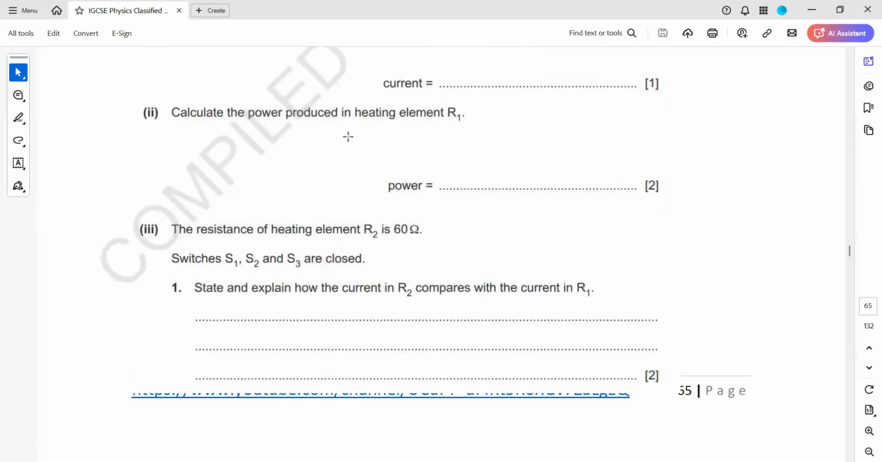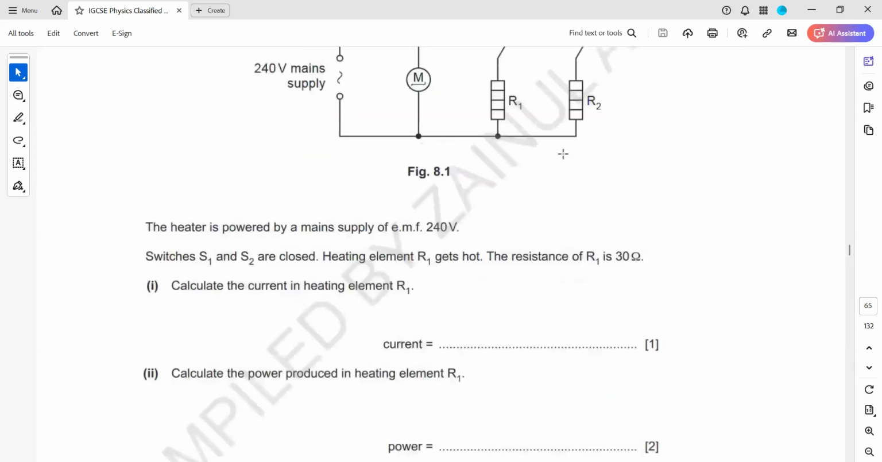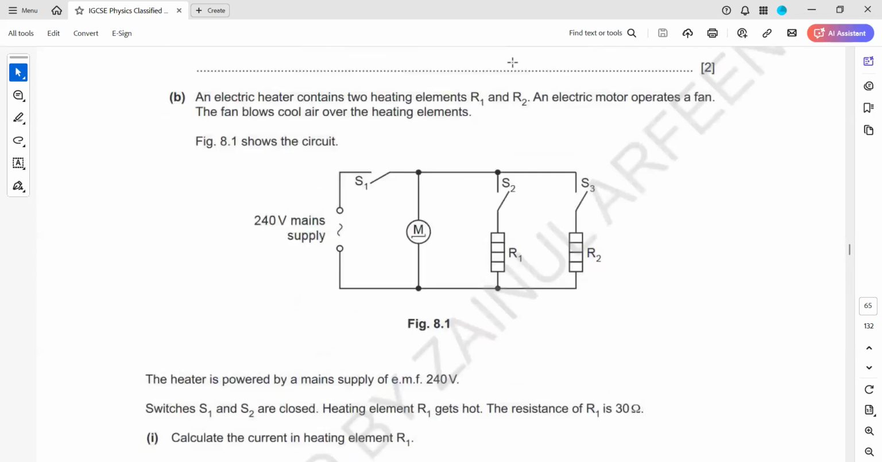Then the resistance of the heating element R2 is 60 ohm. The switches S1, S2, and S3 are closed. State and explain how the current in R2 compares with R1. You have to compare. This is 30 ohm and this one is 60 ohm. If I compare the current in these two, which one will have a high current? R1, the low resistance, will have a high current. R2 has less current because it has a high resistance. The comparison of the current depends on the ratio of the resistance, which is 1:2.